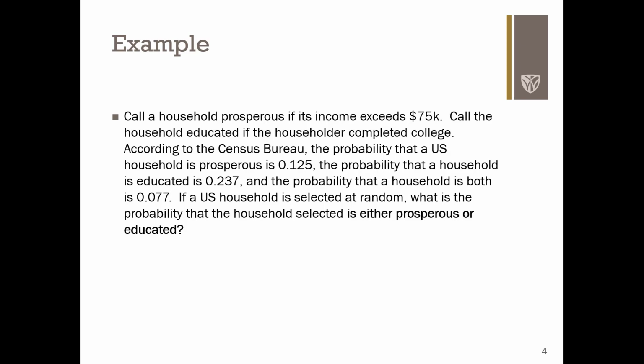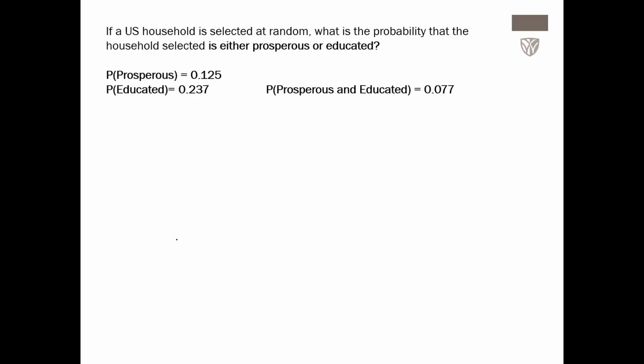And when you see in a probability problem the phrase prosperous or educated, this is kind of the key here. That "or" indicates that you want to know whether the household is prosperous or educated, and implied is or both. So "or" is the keyword that would let you know we're talking about a union sort of probability. So here's what we know. The way I typically start a probability problem is to write down what we know from the problem in probability form. So the probability of being prosperous is 0.125, the probability of being educated is 0.237, and the probability of being both prosperous and educated is 0.077.